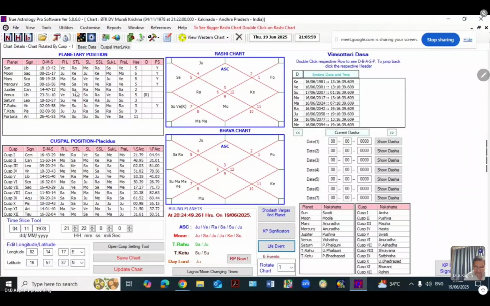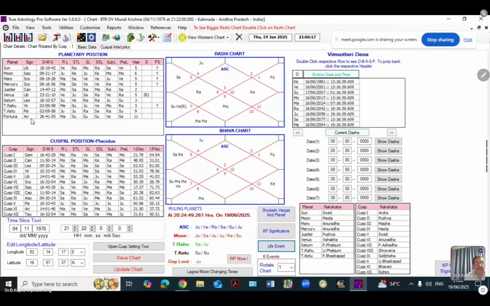Saturn we have already discussed. Saturn is appearing in 1, 7 and 10. So it qualifies. Look at Rahu. Rahu is also there in 1. It also qualifies. So Jupiter qualifies.